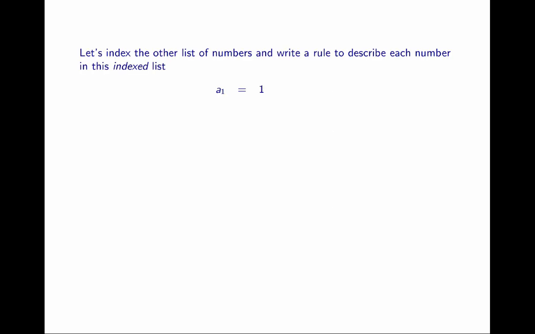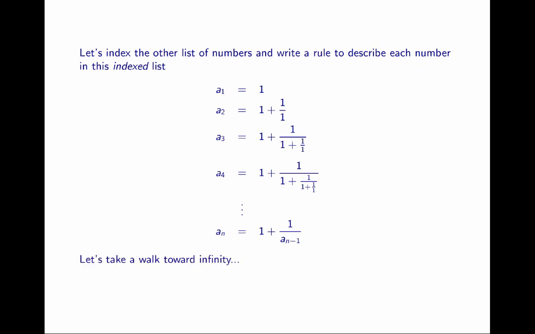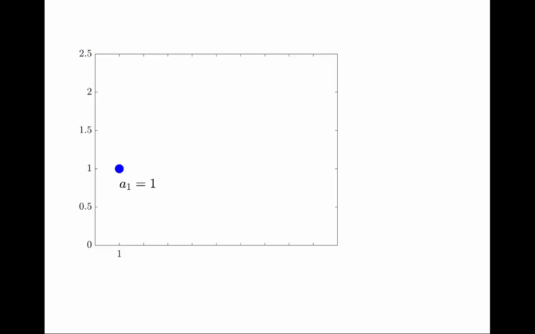Let's look at the other number. We could say a1 is 1, a2 is 1 plus the reciprocal of the previous, a3 is 1 plus the reciprocal of a2, a4 is 1 plus the reciprocal of a3. So every number in my sequence is 1 plus the reciprocal of the previous number. Well, let's take another walk toward infinity. So a1 is 1, a2 is 1 plus the reciprocal of 1, a3 is 1 plus the reciprocal of 2, a4 is 1 plus the reciprocal of a3, so forth and so on.